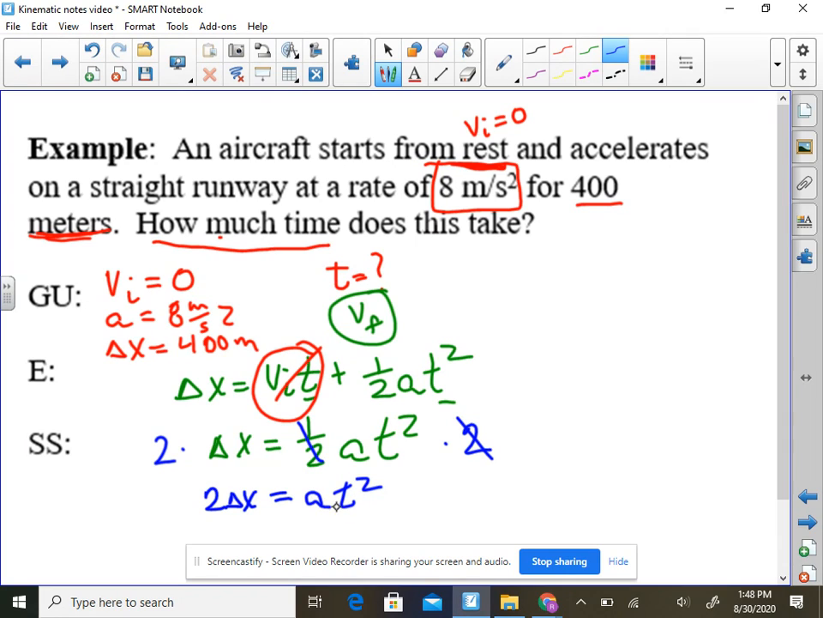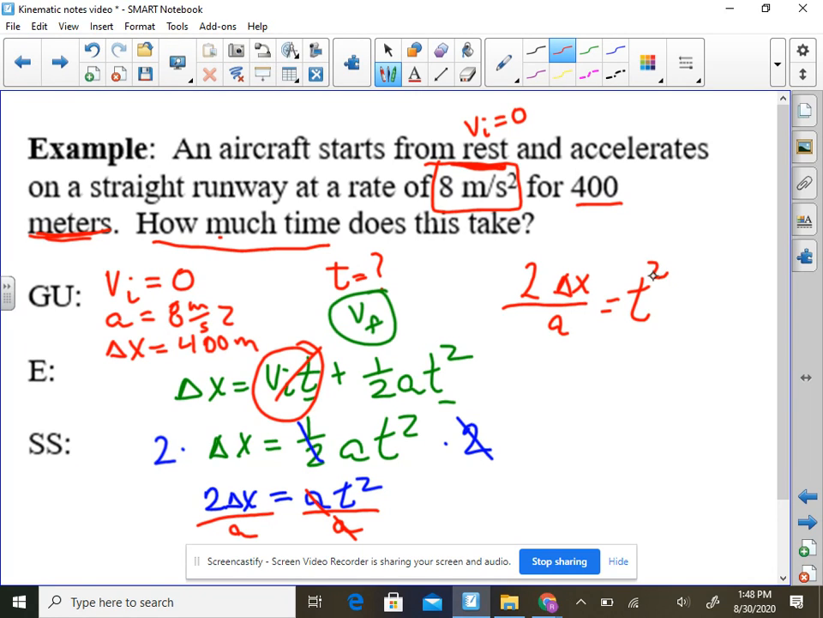The next step, I want t by itself, but before I can take care of the square, I have to get rid of the acceleration. So if I'm multiplying by a, I divide both sides by a to move it to the other side. And it cancels on this one. And so now I have 2 times delta x over a equals t squared.